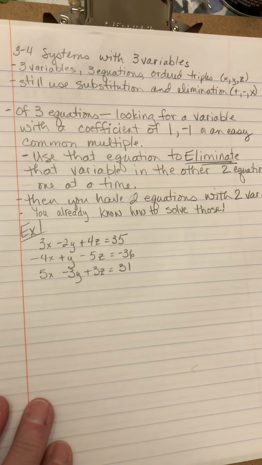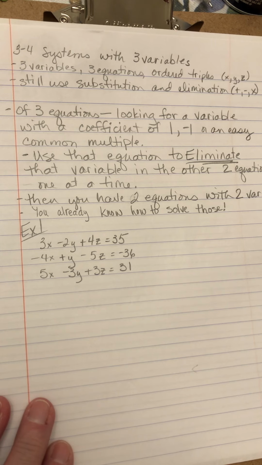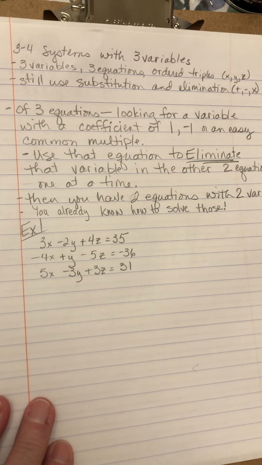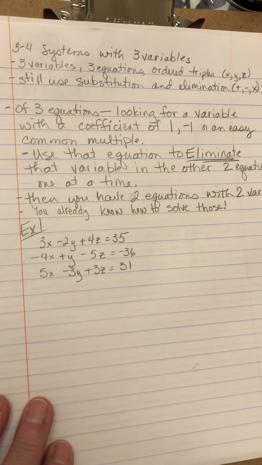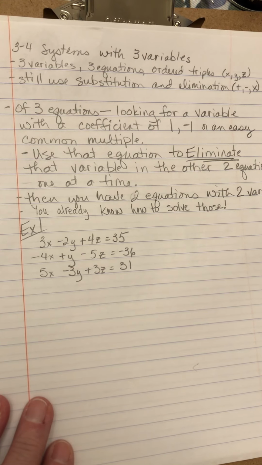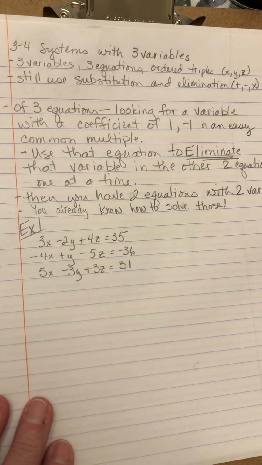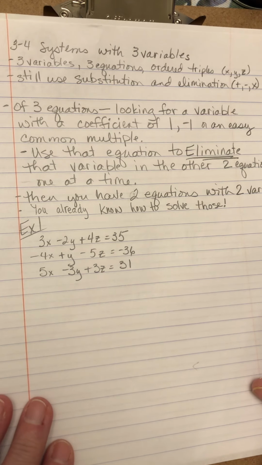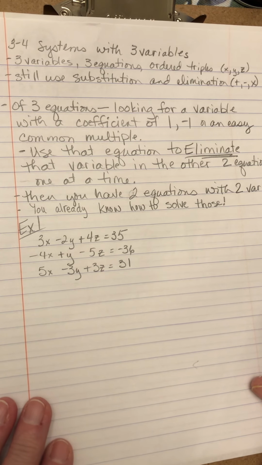Good morning, Algebra 2. We're going to look at systems with three variables. Three variables, three equations, ordered triples, x, y, z. We're still going to use substitution and elimination with all three operations. So they're going to give you three equations. We're looking for a variable with a coefficient of 1, negative 1, or an easy common multiple.